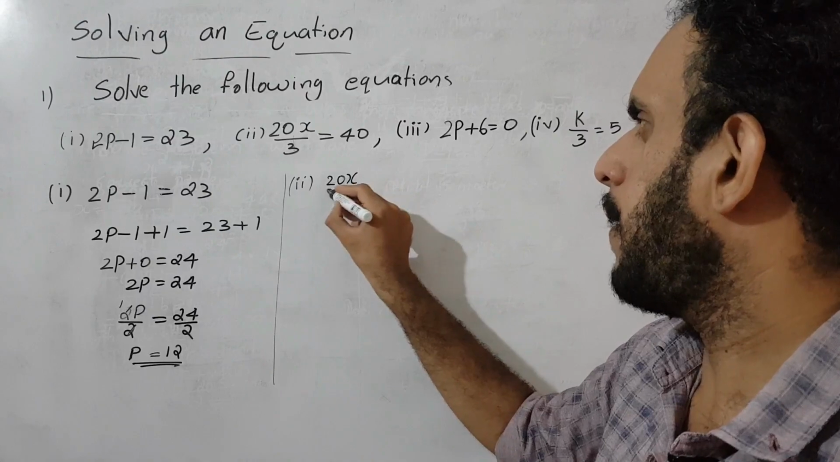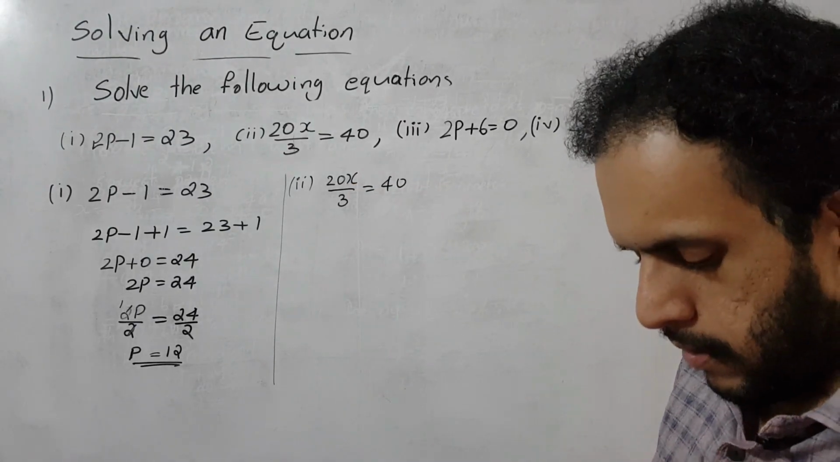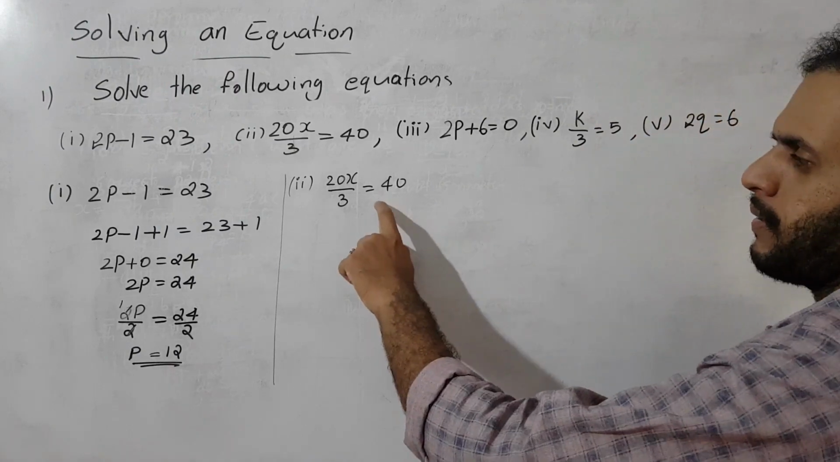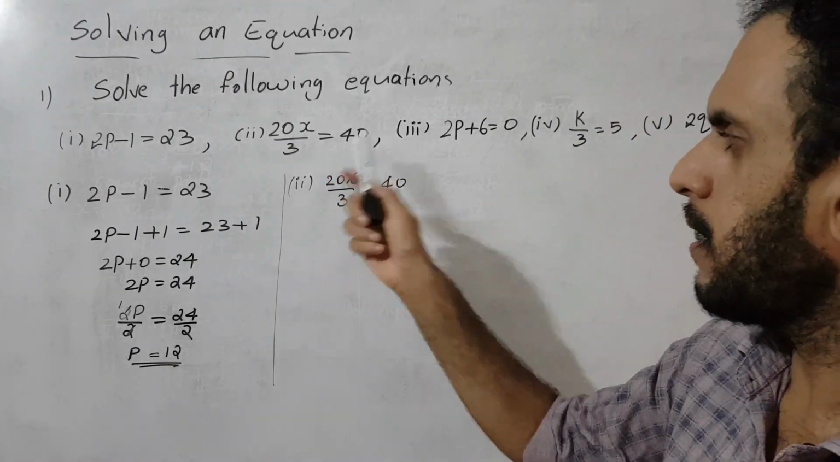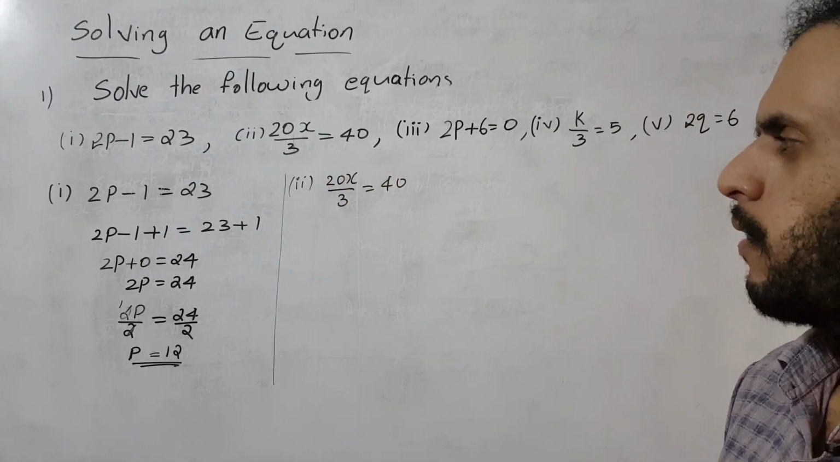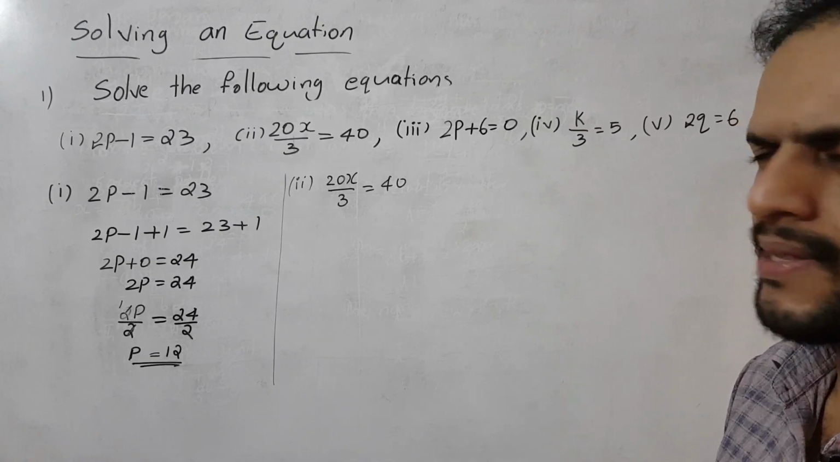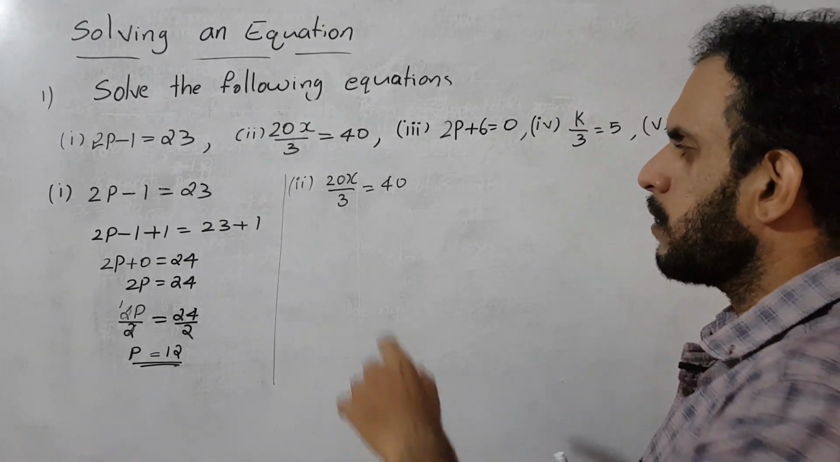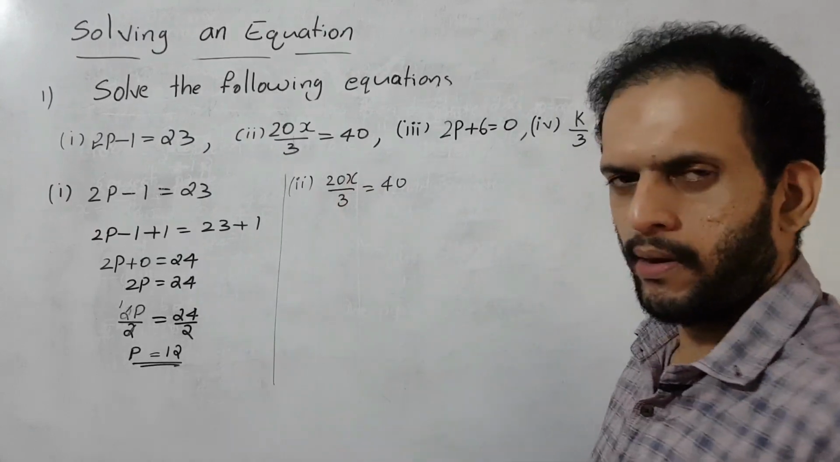20x by 3 is equal to 40. Here also we have the two parts, LHS and RHS. The variable lies in the LHS part, correct? Next, how many terms in the LHS part? 2 terms. The first term is 20x and the second term is 3, correct?